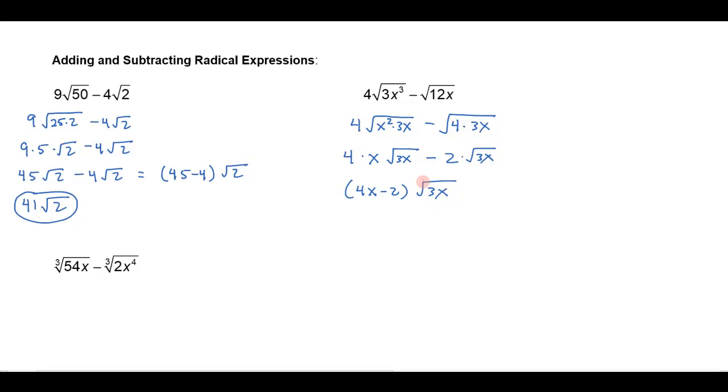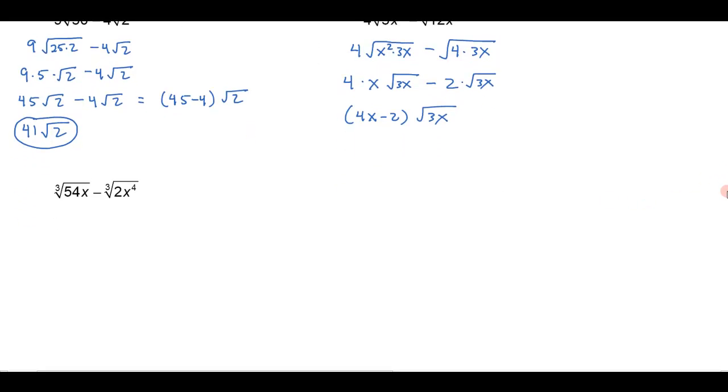Another way, again, to think of that is I've really just factored out the square root of 3x on the right-hand side here. Notice if I distribute, I'd get 4x square roots of 3x, that's this term, minus 2 square roots of 3x, that's the second term. Okay? All right, let's do one more like that in terms of a cube root.